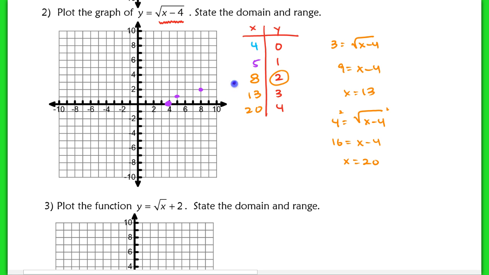13.3 is already off the graph, so I'll just stop right there. And once again, we have, whoops, I kind of missed it, but there's our mother function that's been translated 4 units to the right.